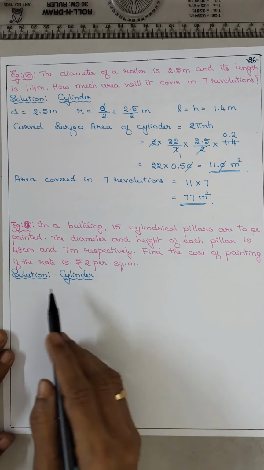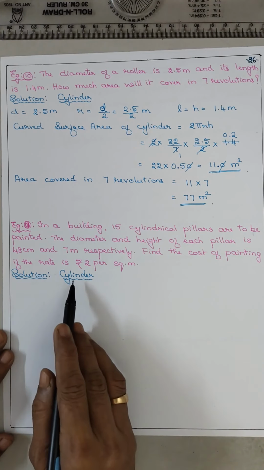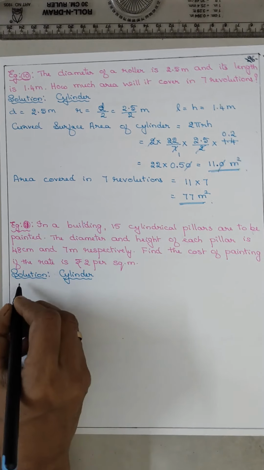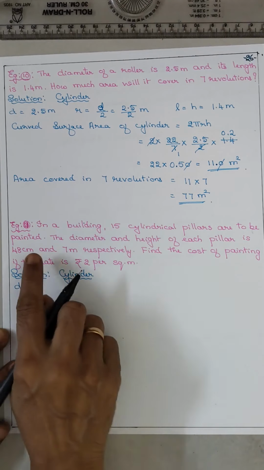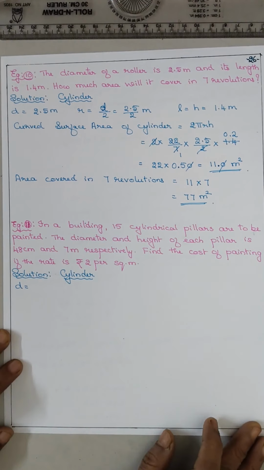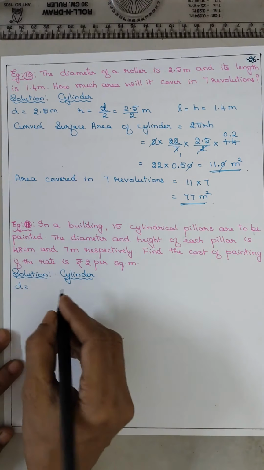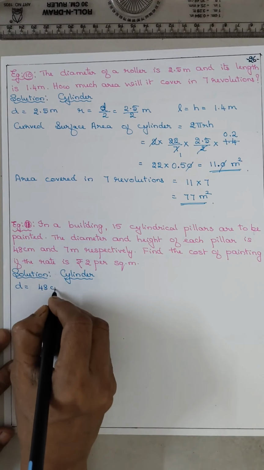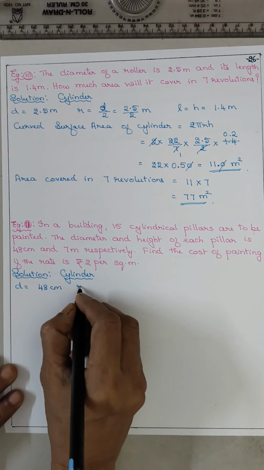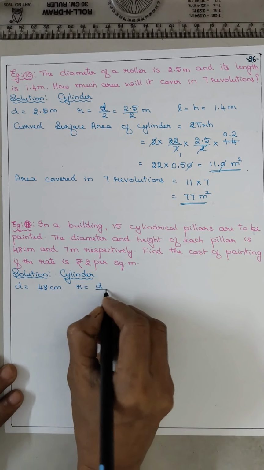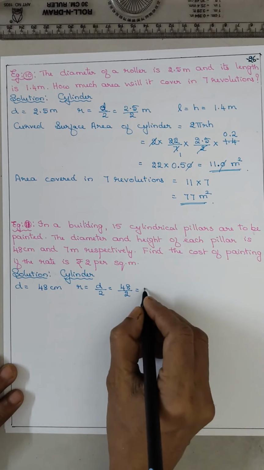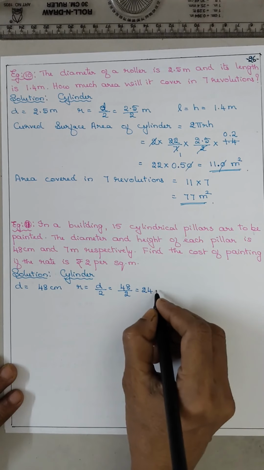Now first you write that the shape of the pillar is a cylinder. Diameter is given, D is how much, respectively. That means diameter is the first and height is the second. So diameter they have told is 48 centimeter. Now immediately find out the radius. D upon 2, that is 48 upon 2, that is 24.